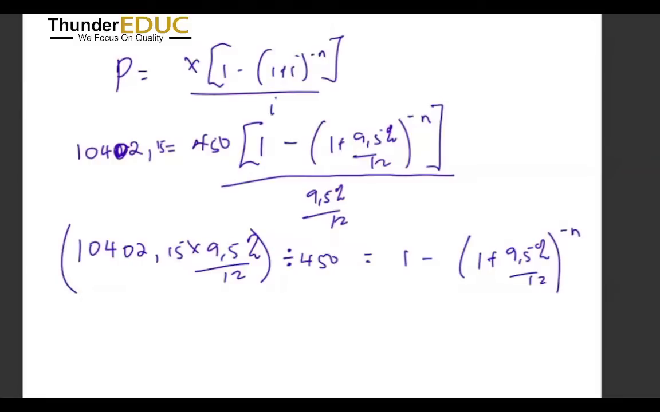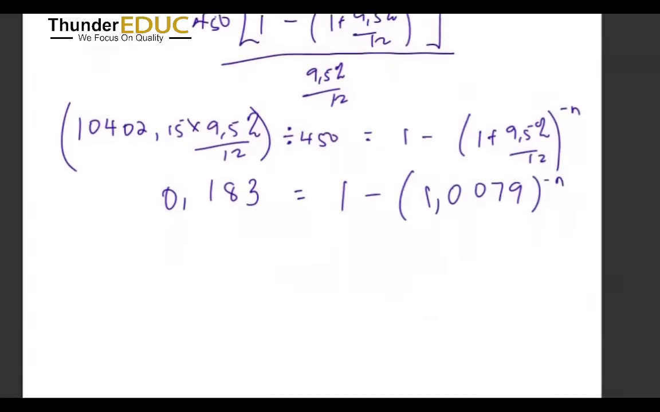Okay, let's assume we also move the 1 to the left. And then, so 10,402.15 multiplied by 9.5% over 12, you said you're dividing by 450. It's giving me 0.183. This is 1 minus, let me simplify that, 9.5% over 12. I'm getting 1.0079. Let me keep it to 4 decimals.